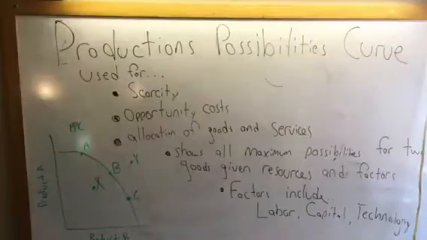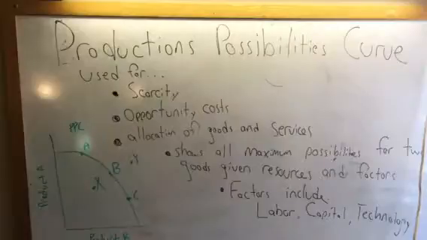This is the production possibilities curve, the PPC, the PPF, or the production possibilities frontier. The production possibilities curve is an excellent tool for showing scarcity, opportunity cost, and allocation of goods and services. The model is used to explain economic growth and efficiency for an economy.